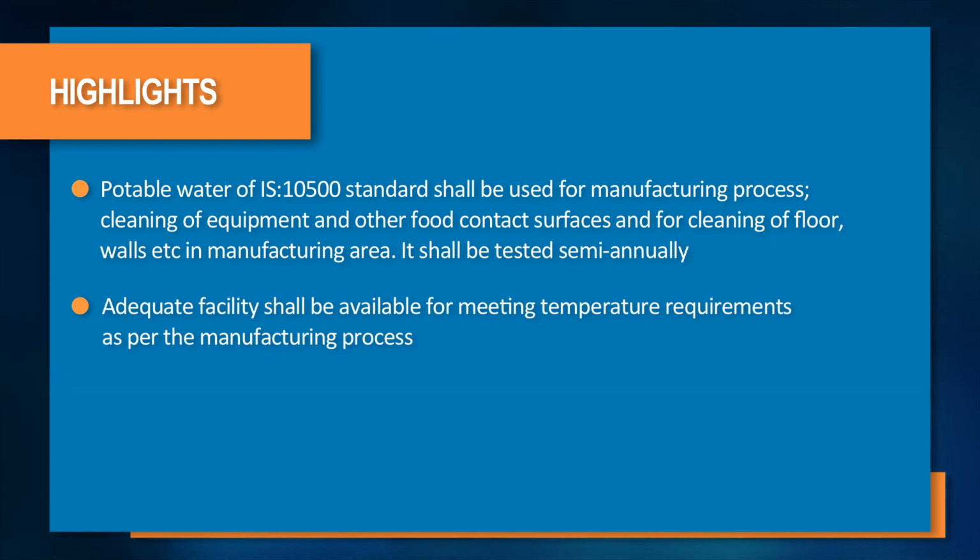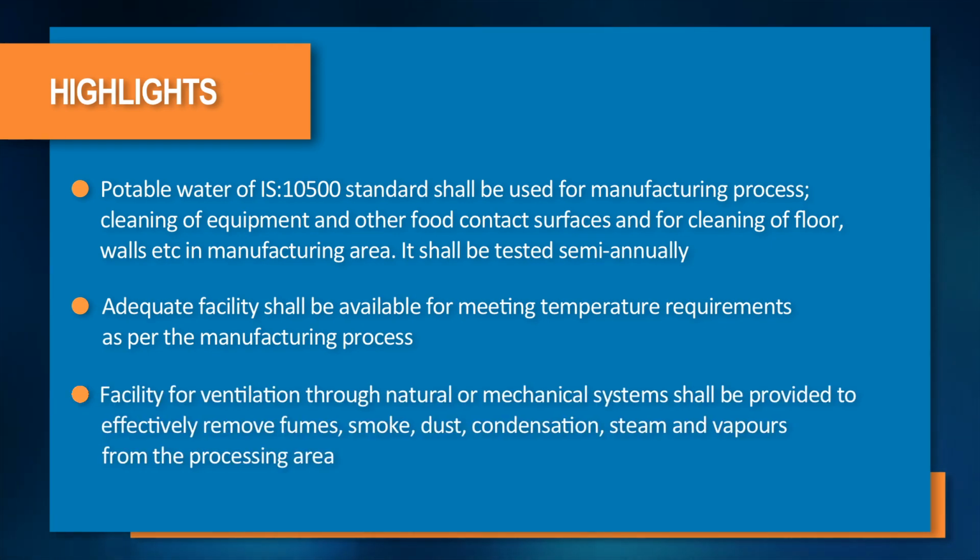Adequate facilities shall be available for meeting temperature requirements as per the manufacturing process. Facility for ventilation through natural or mechanical systems shall be provided to effectively remove fumes, smoke, dust, condensation, steam, and vapors from the processing area.